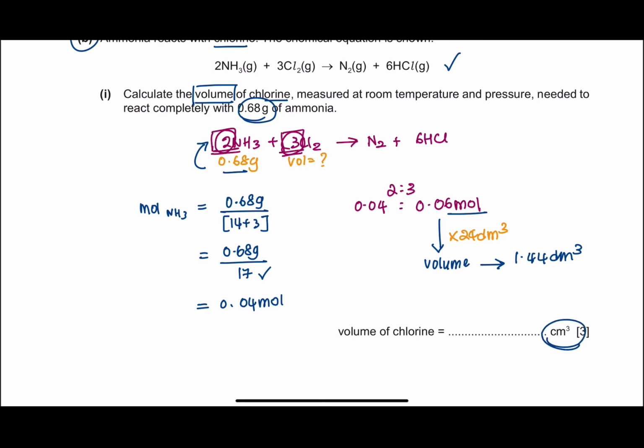However, they want you to give the answer in cm³, so all you have to do is multiply it with 1000 to change your value to cubic centimeter. So your final answer would be 1440 cm³.